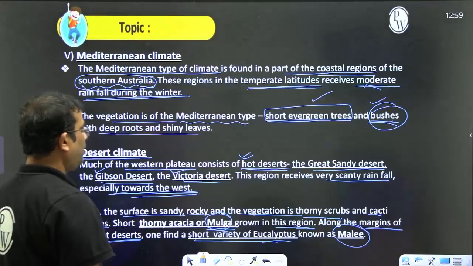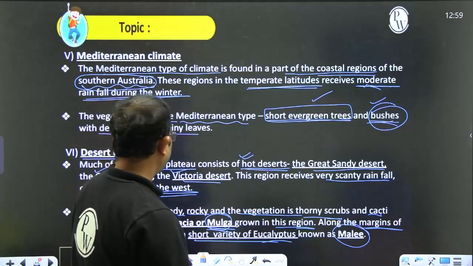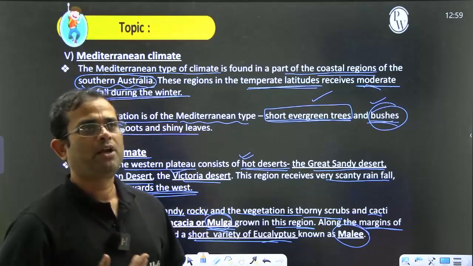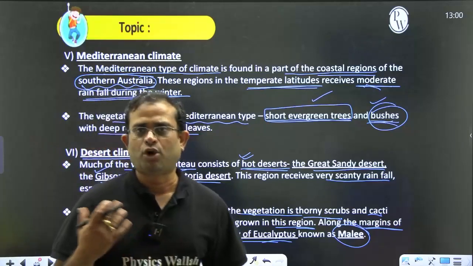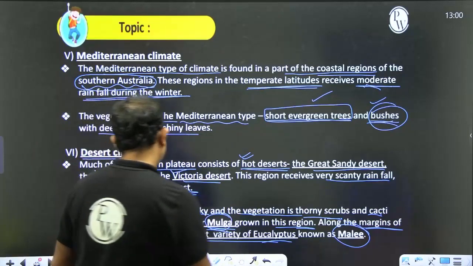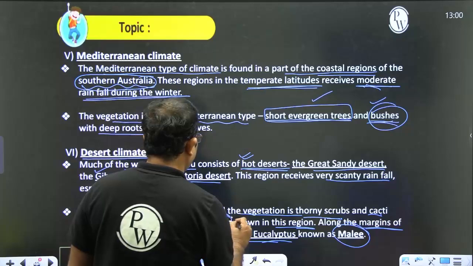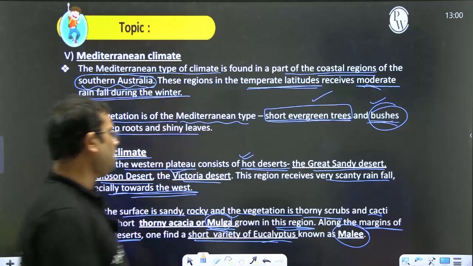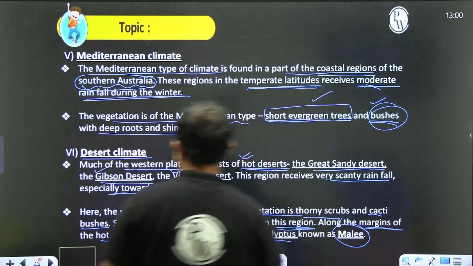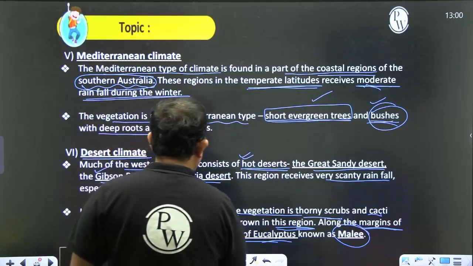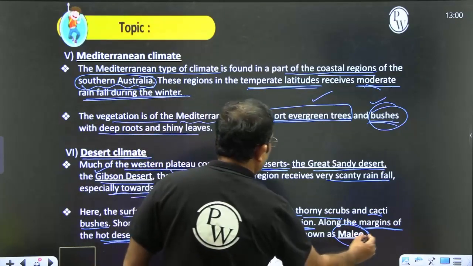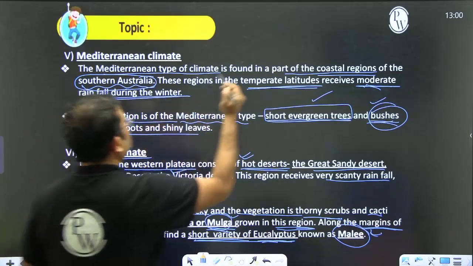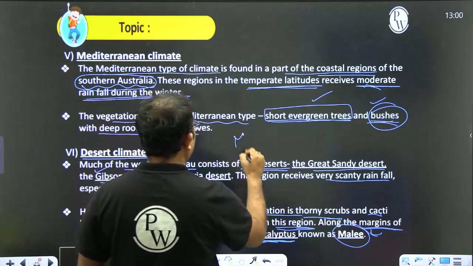Here we came to know there are thorny or cacti type plants. That means they do not have leaves, mostly they have thorns. Among them, the thorny acacia, named mulga, grows in this region. Along the margins of hot deserts, one finds a short variety of eucalyptus known as Mali. If a question is asked, what is Mali?